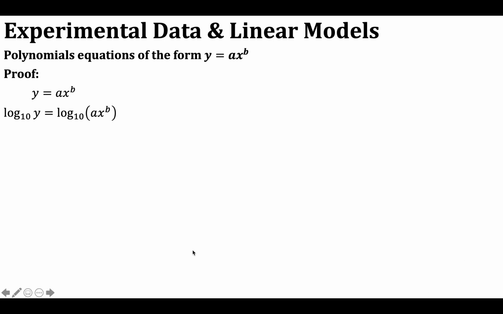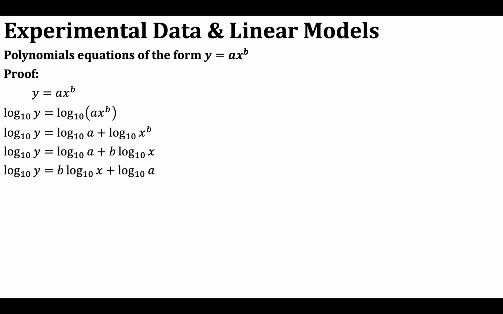Now we've got this a times x to the power b as our argument. So we've got a product as part of our argument, which means this can be expressed as a sum of separate logarithmic terms, which is log to the base 10 of a plus log to the base 10 of x to the power b. Now if I focus on this last term here, I can see that the argument has a power, so that can come down and act as a multiplier for log to the base 10 of x, like so.